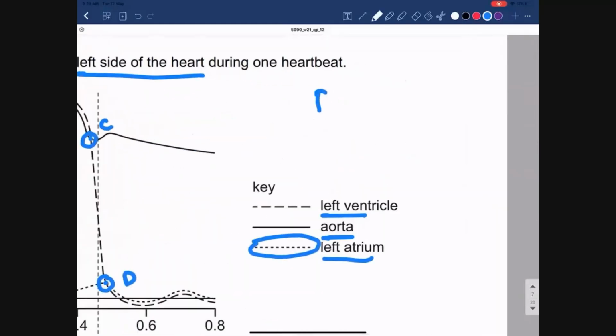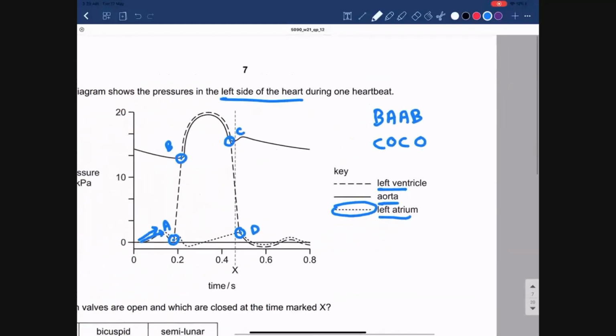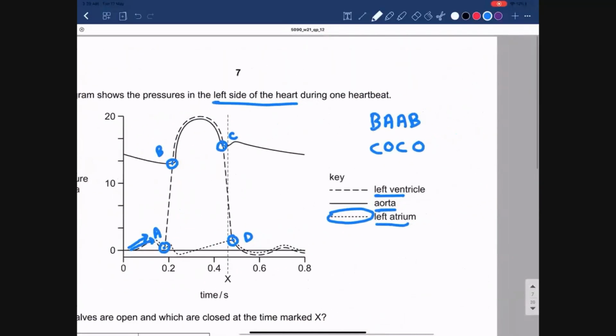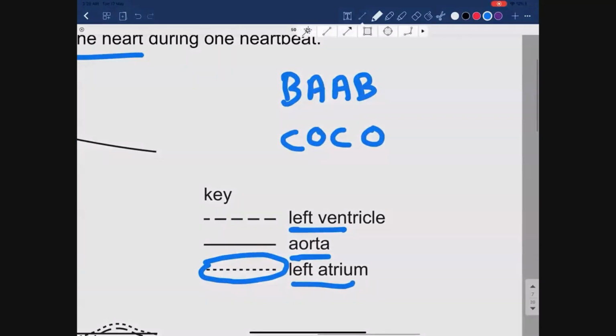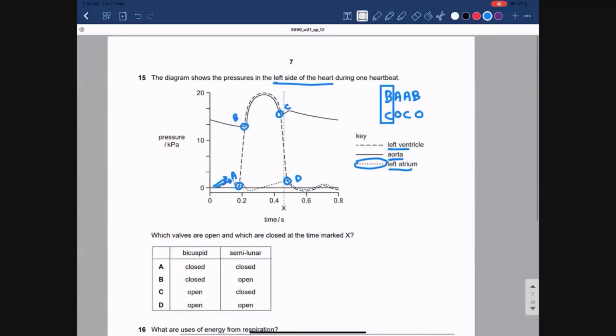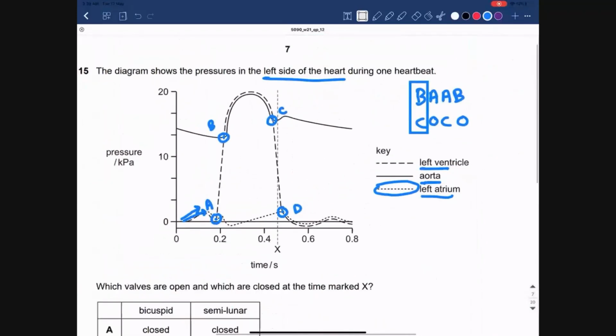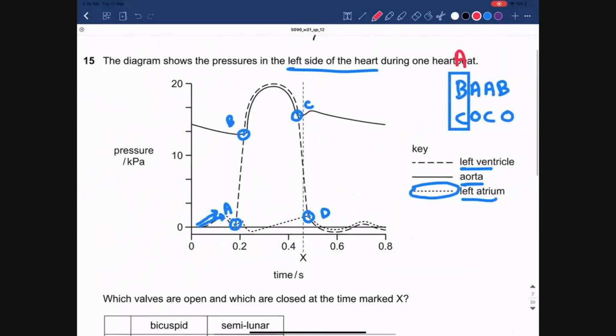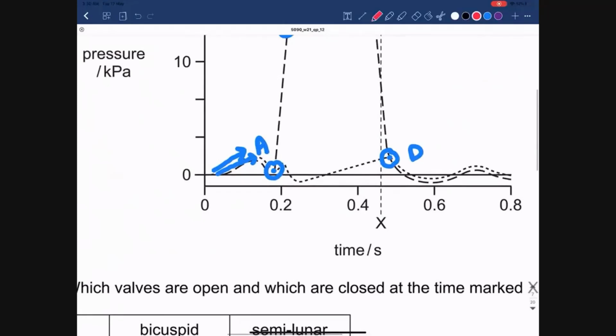So I have a mnemonic for you: Bob, Coco. And how do you use this mnemonic on these points? You can remember this by following Bob, Coco. So at point A, what happens? Bicuspid valve closes. BC means bicuspid valve closes.